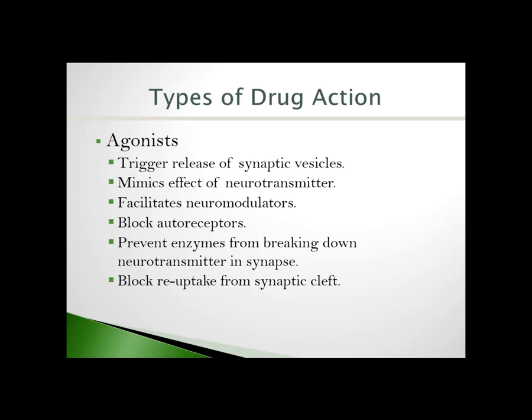Drugs can also serve as agonists, and here are some ways they can do that. They can release synaptic vesicles. They can directly mimic the effect of neurotransmitter. They can facilitate neuromodulators. They can block autoreceptors, which means that they are keeping that autoreceptor from decreasing neurotransmitter production, which is counterintuitive. They can prevent enzymes from breaking down neurotransmitter. Remember, that was one of the ways to get rid of neurotransmitter in the synapse. And then they can also block reuptake of the neurotransmitter once it's in the synaptic cleft.